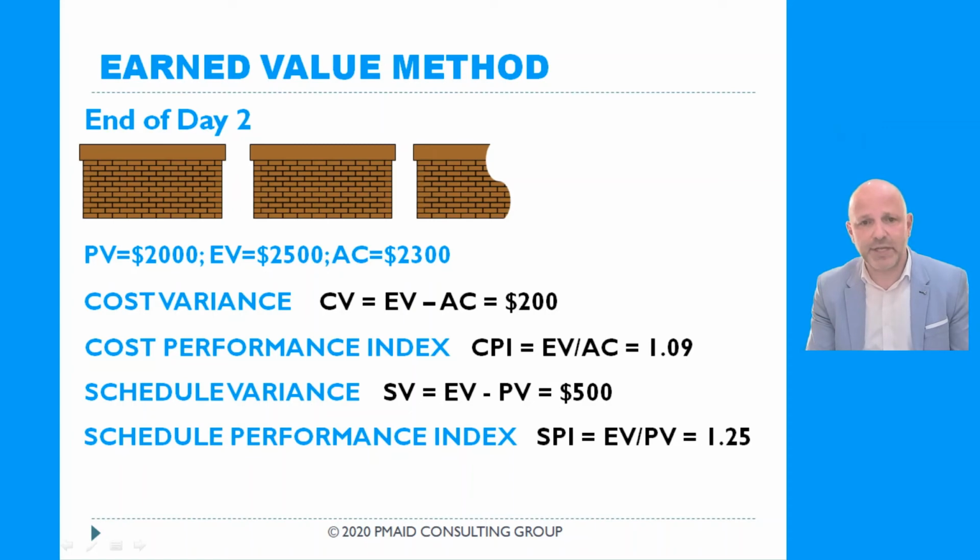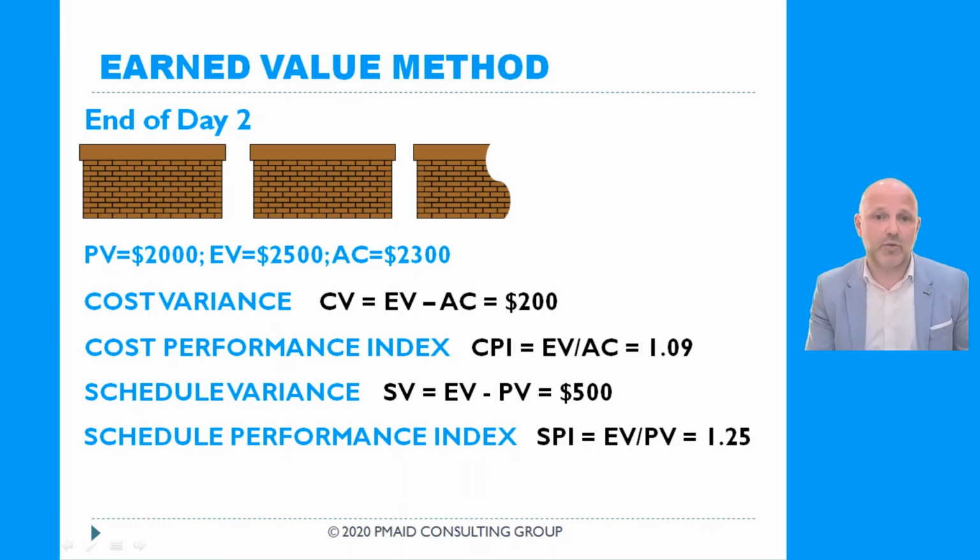Schedule variance. Schedule variance is earned value minus planned value, which is in our case $500. And schedule performance index, SPI, is earned value divided by our planned value. It is 1.25. Just to remind you, schedule performance index and schedule variance are used not to control cost, but to control our schedule. It belongs to schedule management, right?